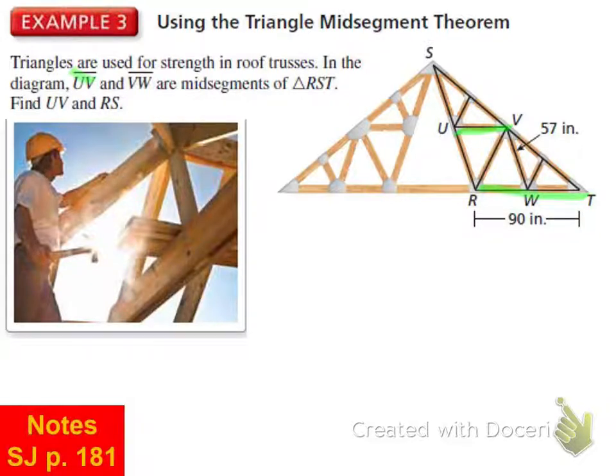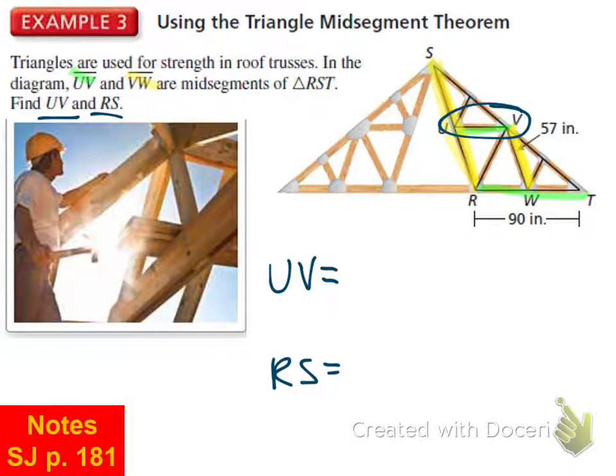Then we're going to take our second color. We know VW is also a mid-segment. What is VW parallel to? RS. Okay, so it says find the length of UV and find the length of RS. So UV was what I highlighted in green, and it corresponds with RT.